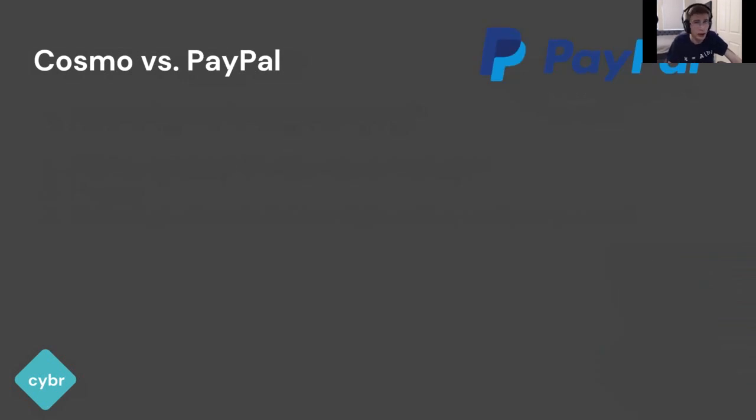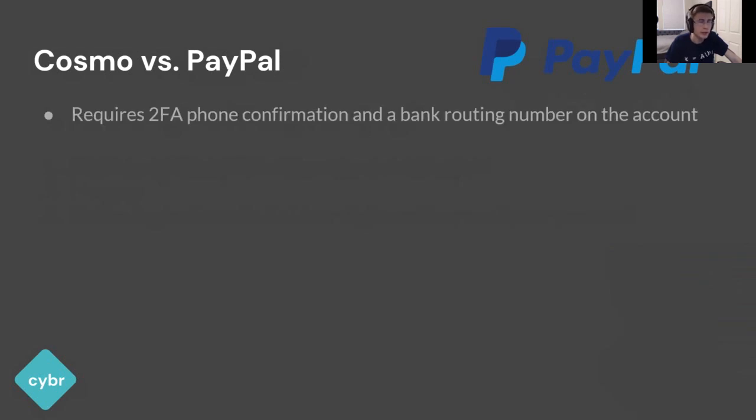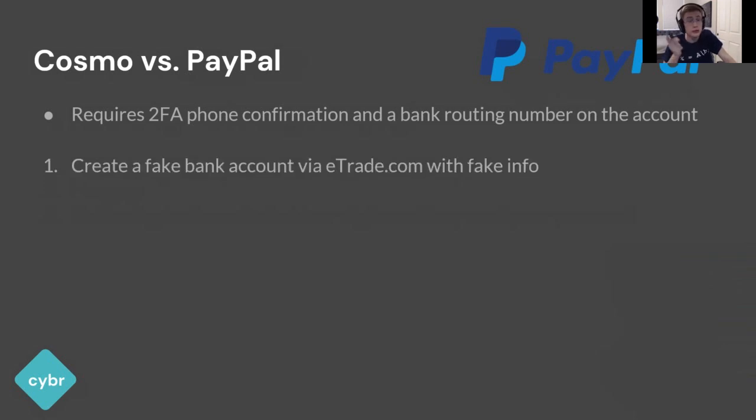Cosmo versus PayPal. This one's in a similar vein to Amazon, but it's a little bit more complicated. Still pretty good though. If you want to reset your password through PayPal, it requires 2-factor authentication. Whoa, unbeatable, via phone confirmation. And you also have to confirm a bank routing number on the account. However, like the Amazon issue, all you had to do was create a fake bank account via eTrade.com.